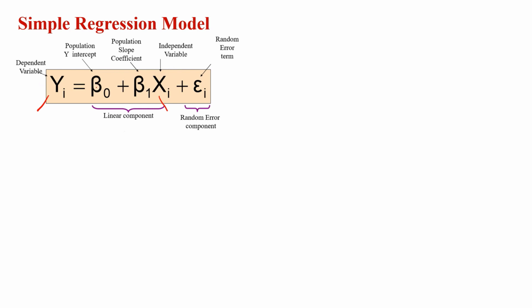Okay, so this beta naught is basically representing the intercept value. This beta 1 is known as the slope of this regression line. It is also known as the regression coefficient of this regression line. This E is basically representing the error term. Now we want to find out the values of beta naught and beta 1, such that we are able to minimize this error.